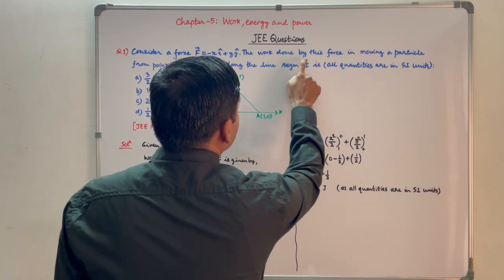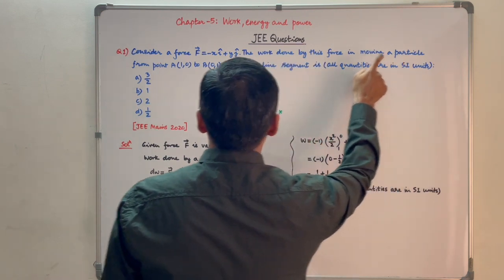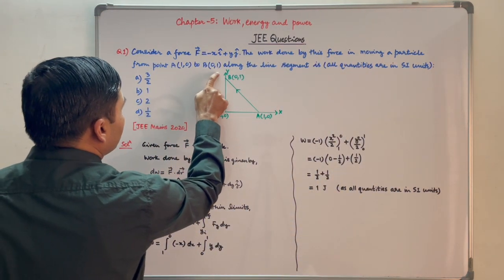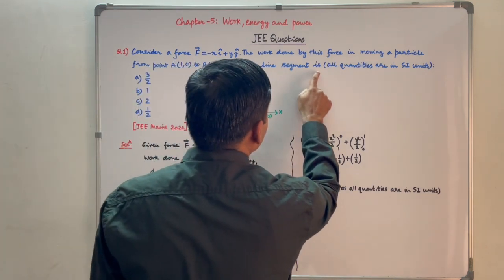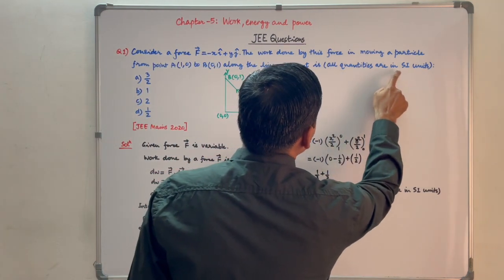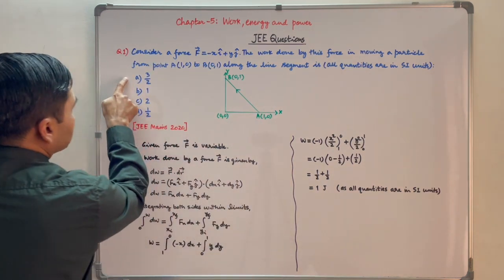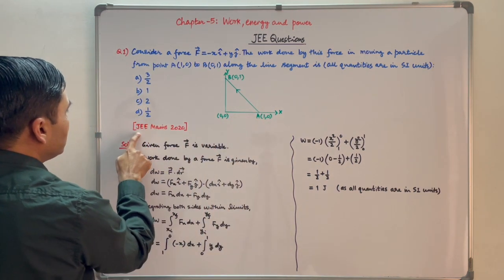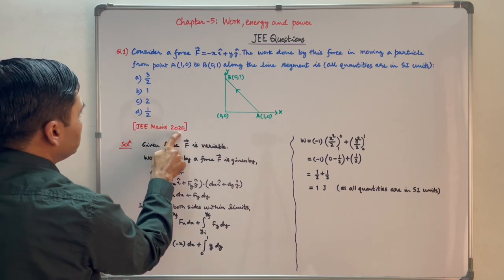The work done by this force in moving a particle from point A (1, 0) to B (0, 1) along the line segment is. All quantities are in SI units. These are the options given and this is the figure given. This question was asked in JEE Mains 2020.